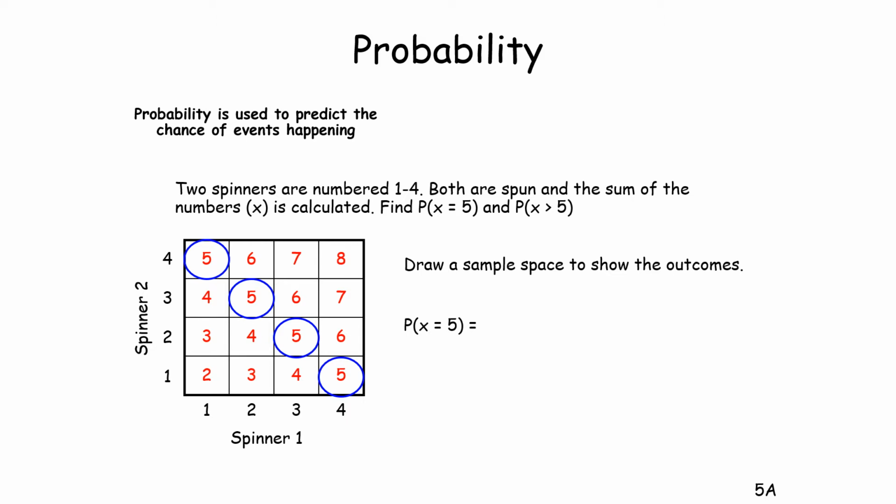If we're asked to find the probability of x equals 5, you can see it's actually 4 out of 16, which we can simplify as a quarter. When we're asked to find the probability of x greater than 5, well, all of these numbers, 6, 7, and 8, are greater than 5, and that's 6 out of 16, which is 3/8.